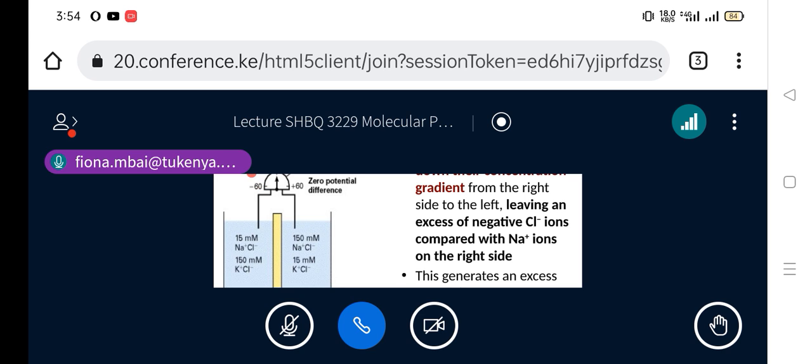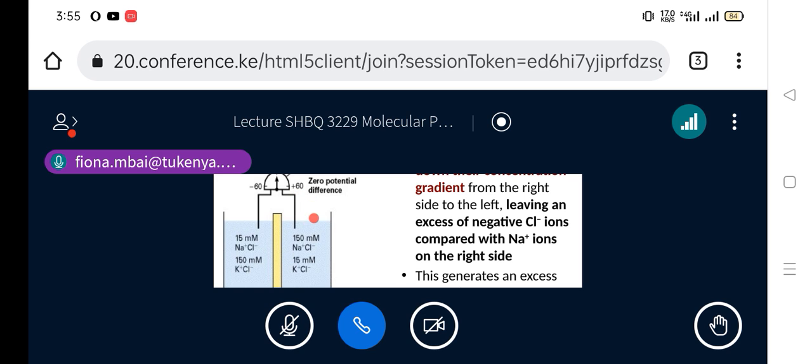And we agreed that minus 75 millivolts is the resting potential of the cell. So here we've put minus 60 because it varies. It's not cast in stone that it is minus 75. It could range anywhere from minus 50 all the way to minus 90. And then here is plus 60.